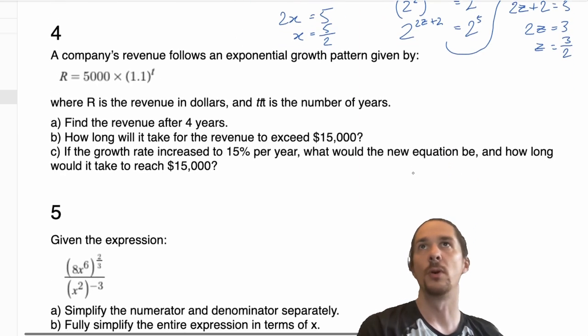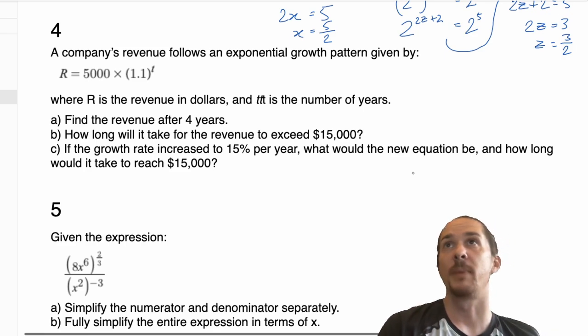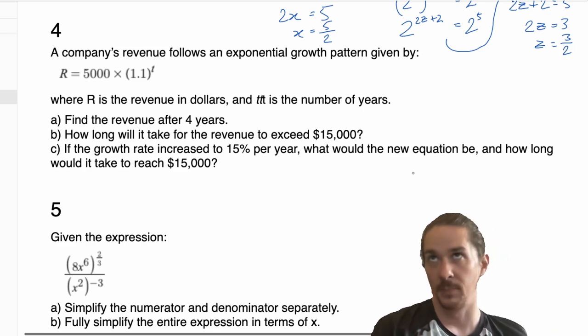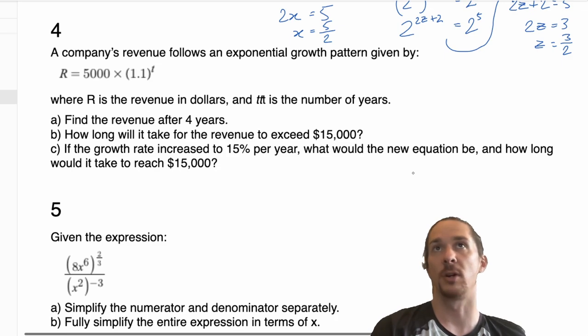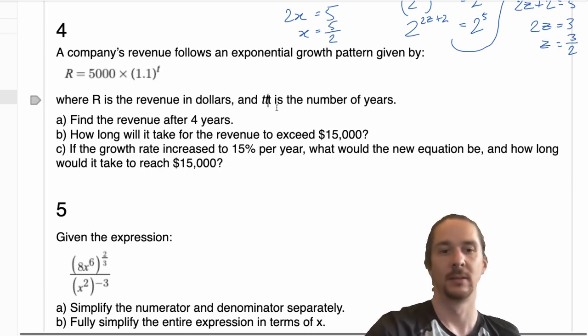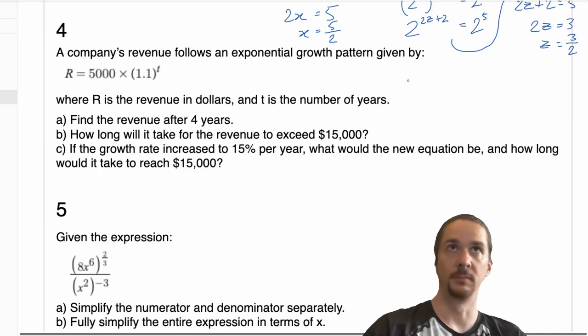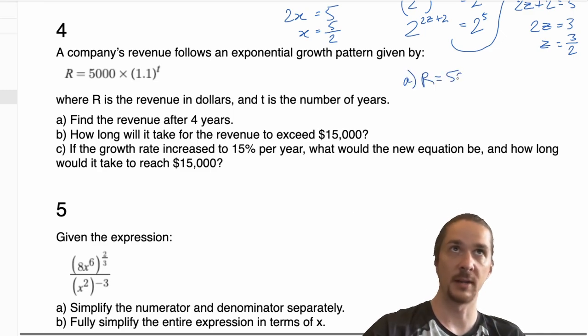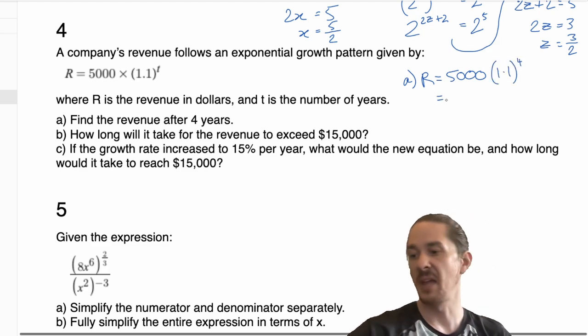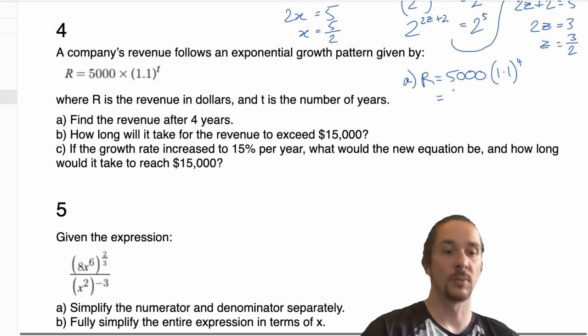Question 4. Pause it, have a go. A company's revenue follows an exponential growth pattern given by that there, where R is the revenue in dollars and T is the number of years. Find the revenue after 4 years. So for A, I'm going to say revenue is 5,000 times 1.1 to the power of 4. I think we can just use a calculator for this. 5,000 times 1.1 to the power of 4 is going to give us 7,320 dollars and 50 cents.